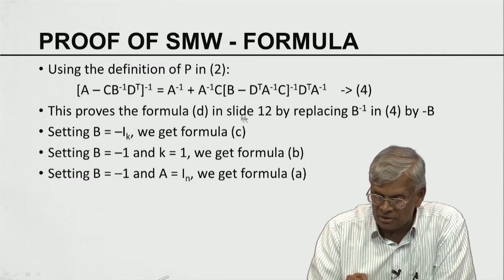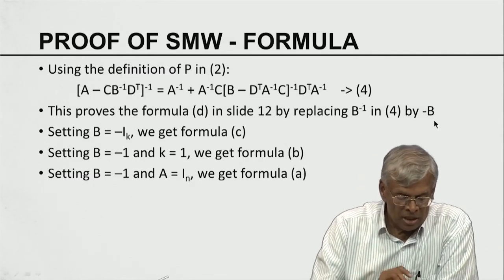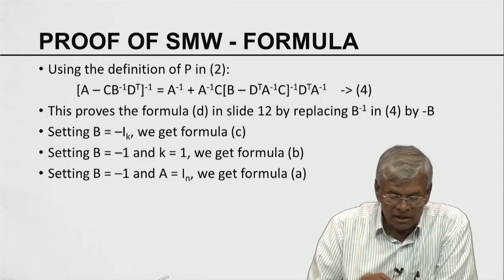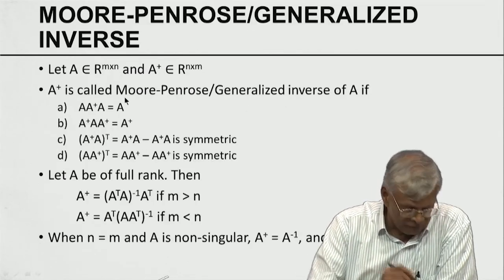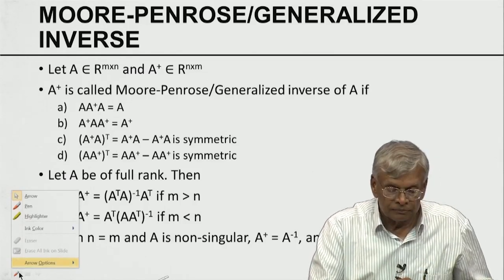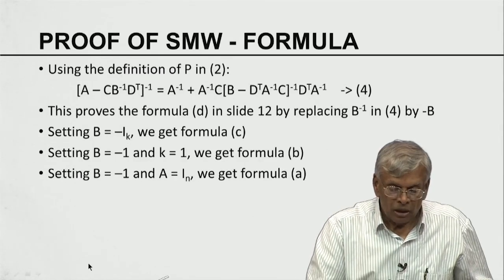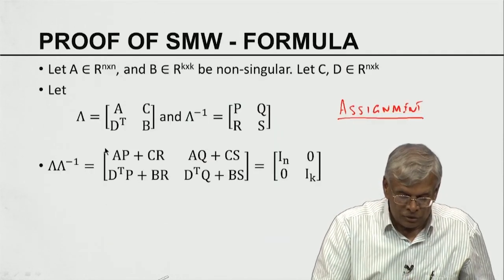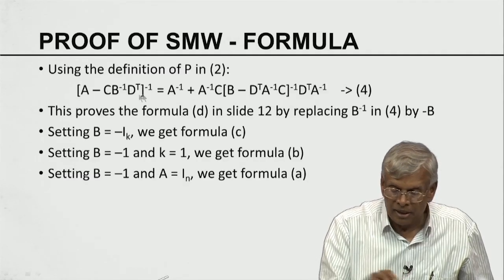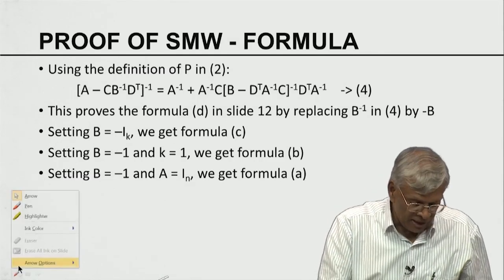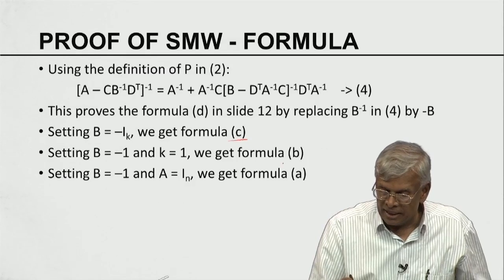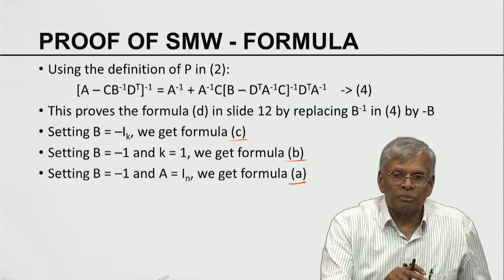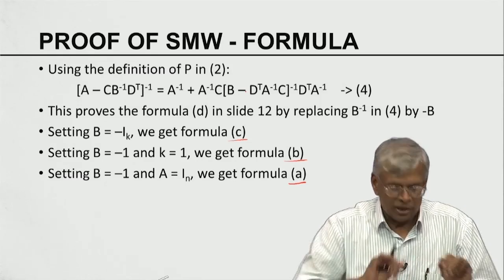This proves formula D in slide 12. By replacing B inverse by minus B, and by letting B equal to 1, I can get formulas B, C and A. Look at this now. By proving this one single formula D, and using this and this, I come here, then I specialize by choosing several different parameters. I derive C, I derive B, I derive A. So D is a generalization of A, B and C. I am not going to go through the proof. The proof is extremely simple and elementary, and I would like you to try your hand at it.